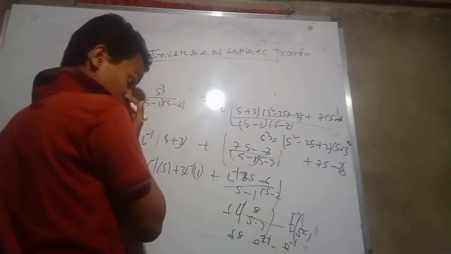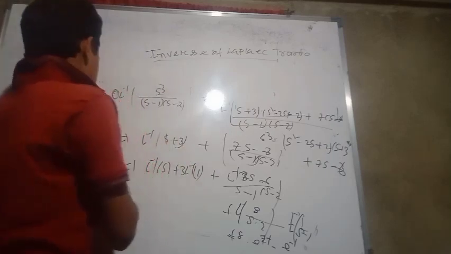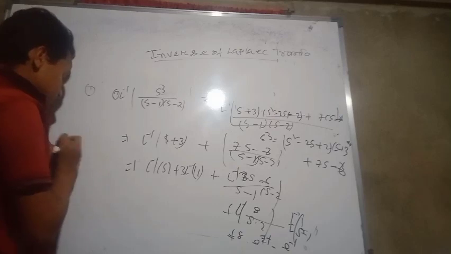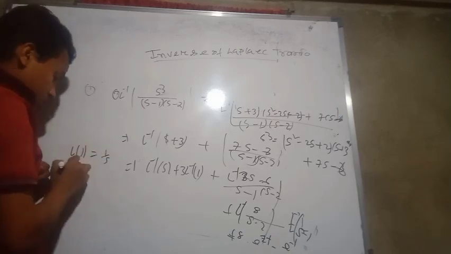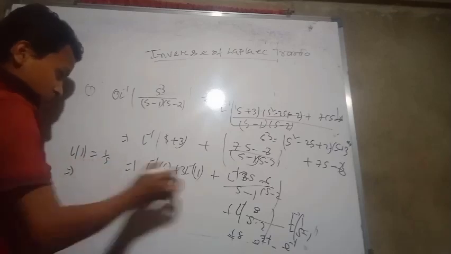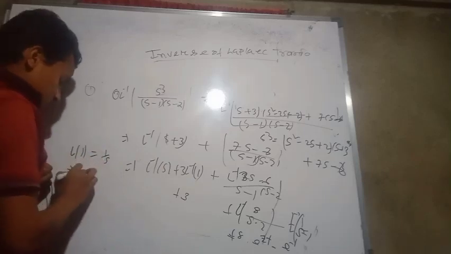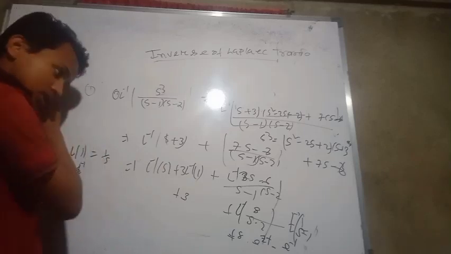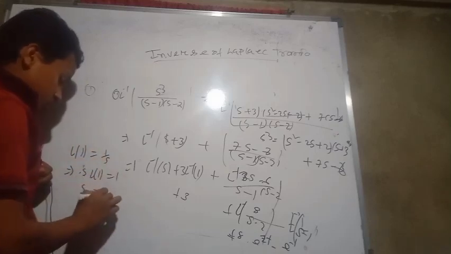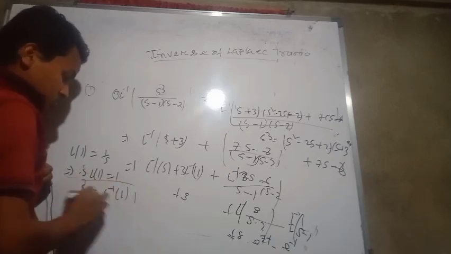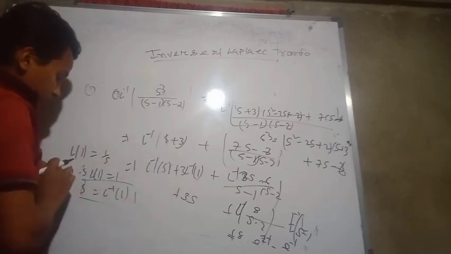Okay, and what will be the value? We know that the Laplace transform of 1 is equal to 1 by s. So the inverse of 1 by s is 1. So let's write it down: the inverse of s is the derivative of the delta function, and the inverse of 1 is the delta function. So that is our inverse.